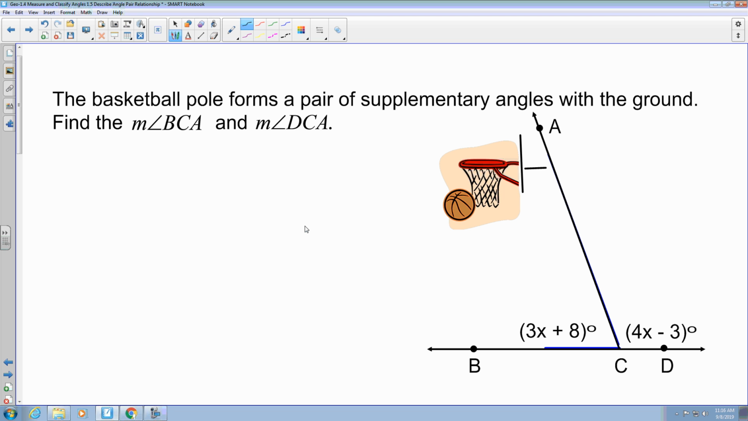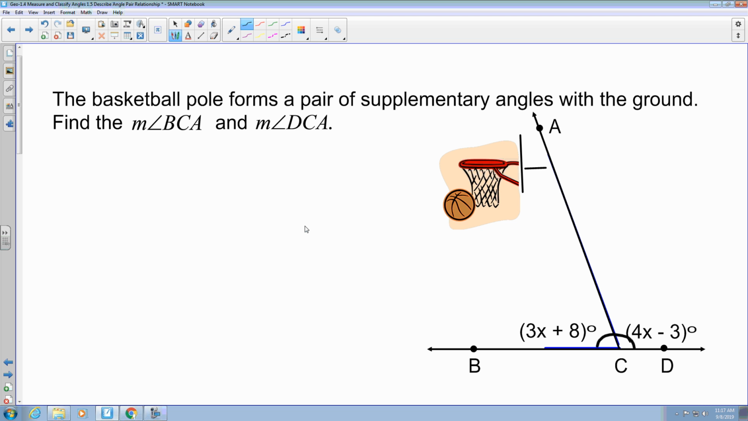So here it says a basketball pole forms a pair of supplementary angles with the ground. It says find the measurement of angle BCA and the measurement of angle DCA. So they're telling you that these are supplementary angles. That makes sense because they're also a linear pair. Anytime we have a linear pair, their sums are going to equal 180 degrees. So keep that in mind. Now we want to find the measurement of BCA and DCA.